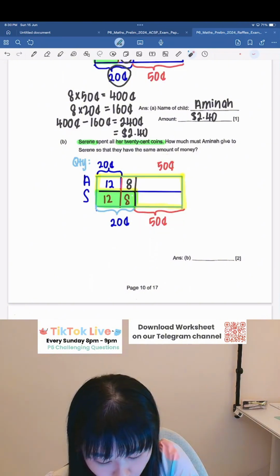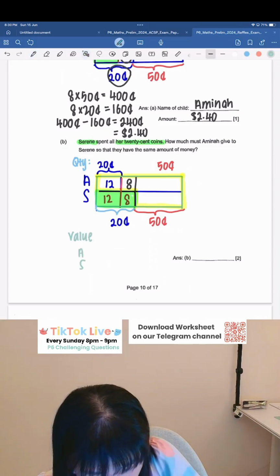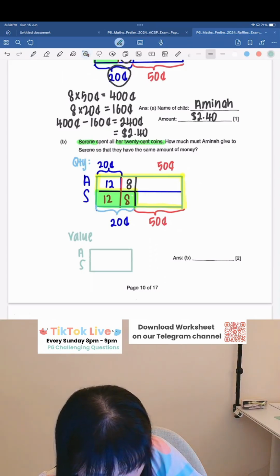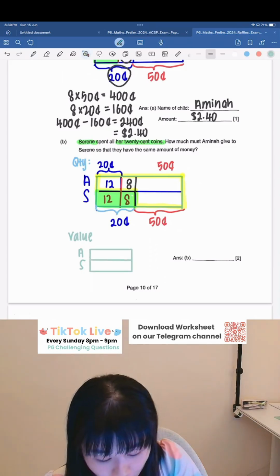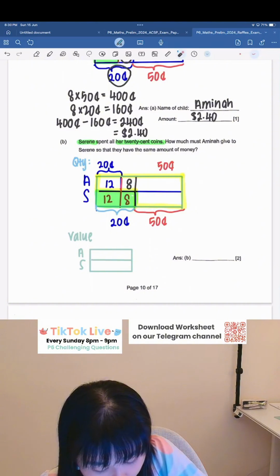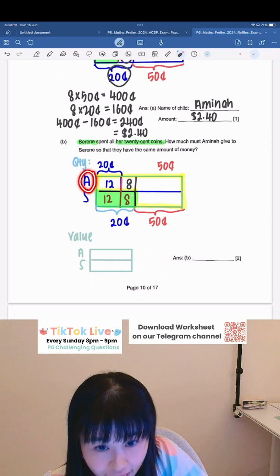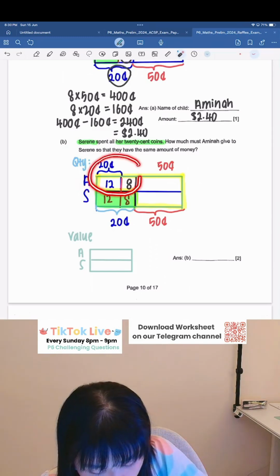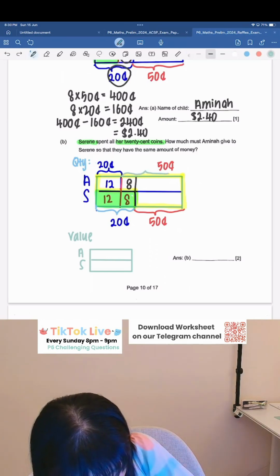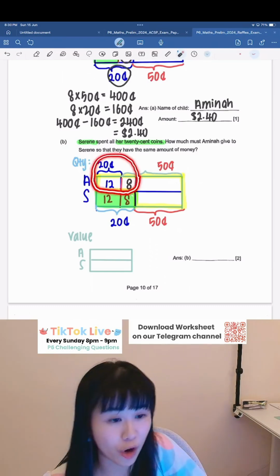Correct or not, everybody? Do you agree with me? Which also means if I want to draw my model for the value, this part here, because they are the same number of 50-cent coin, will produce the same amount of money in terms of value. However, the difference comes from here. This is the extra part that Amina now has. And how much value is this, everybody? Bearing in mind, here is your 20-cent coin and here is your 50-cent coin. Could you tell me how much value Amina has here extra?